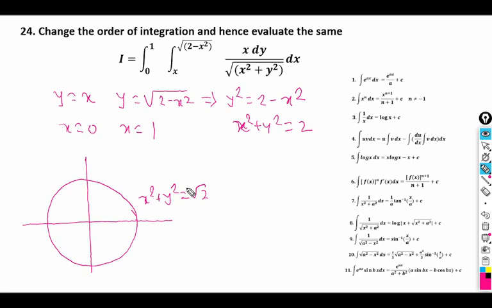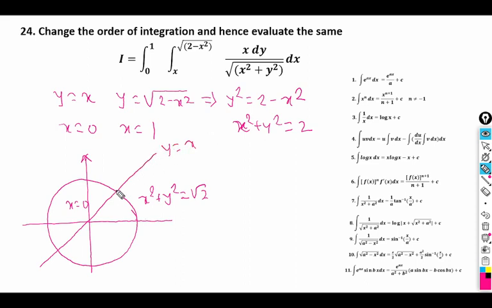x equal to 0 is the y axis. Now x equal to 1. You will observe, if we put x as 1, what is the value of y we are getting here? Before that, let me draw another curve. y equal to x is one more curve we have to draw. x equal to 1 we'll draw later. This is y equal to x.